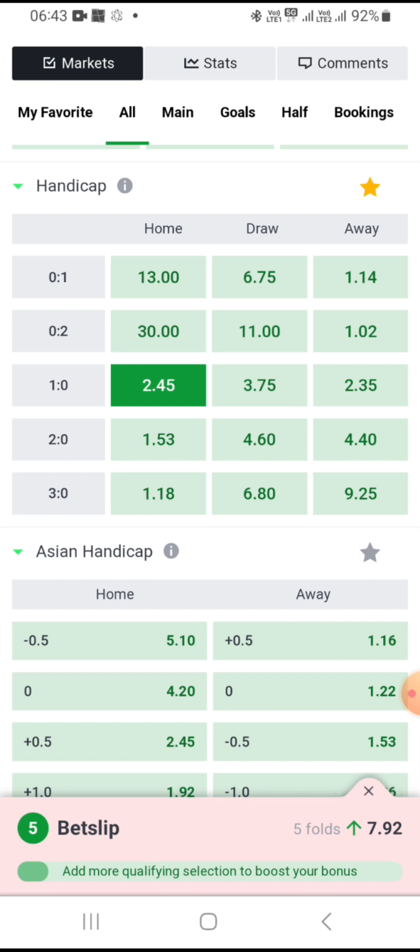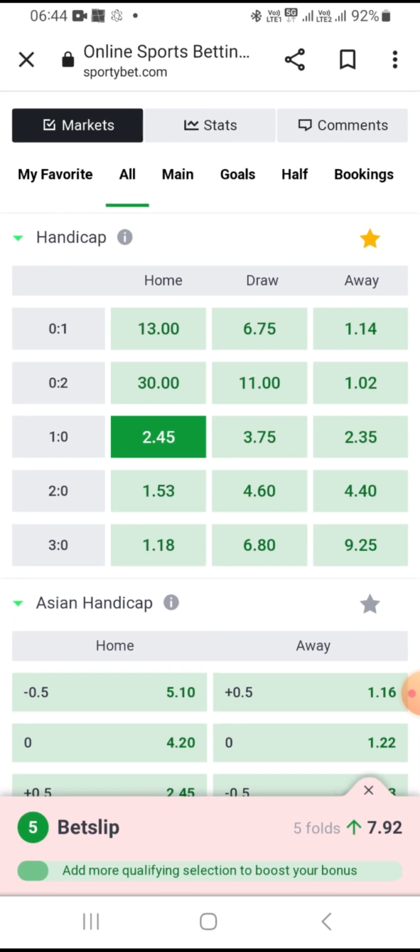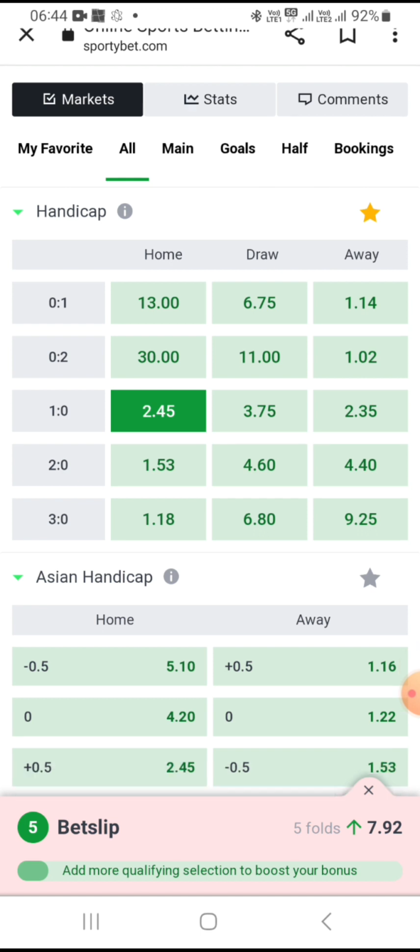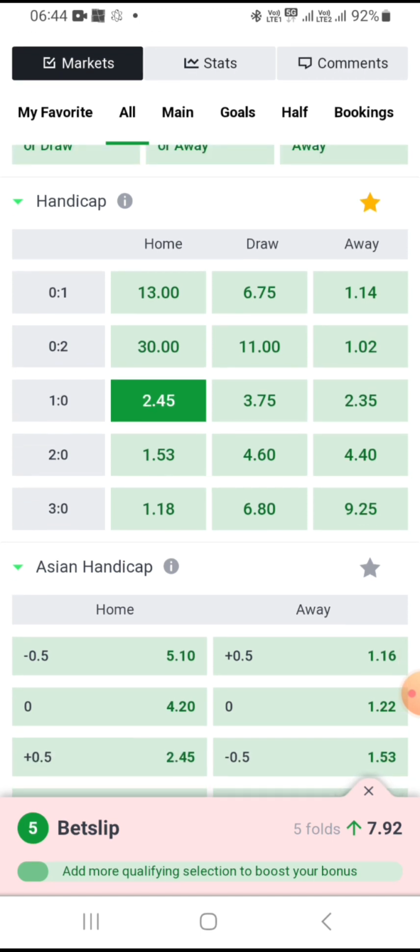So if you place this and Tottenham wins 1-0 in this match, you win. But if you gave Leicester City 1, and Leicester City scores 1 and Tottenham scores 1, you got it, because you've already given them 1. That is 1 plus the 1 they got, which is 2-1, as the case may be.